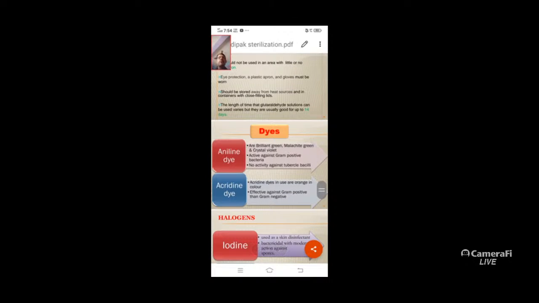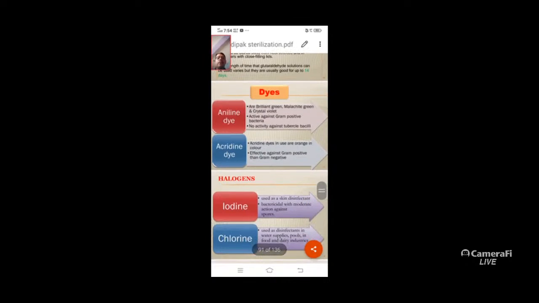Dye, there are two dye used for the disinfectant. One is the aniline dye, another is the acrylic dye. Aniline dye, it is a brilliant green, magenta green, crystal violet, which is active against the gram positive bacteria, no activity against the gram negative bacteria. But rather than the aniline dye, acrylic dye is very much better, because it is orange in color, and it is effective against both gram positive and the gram negative bacteria also.